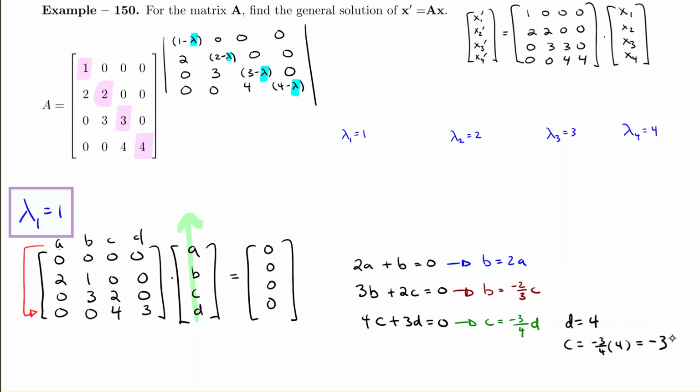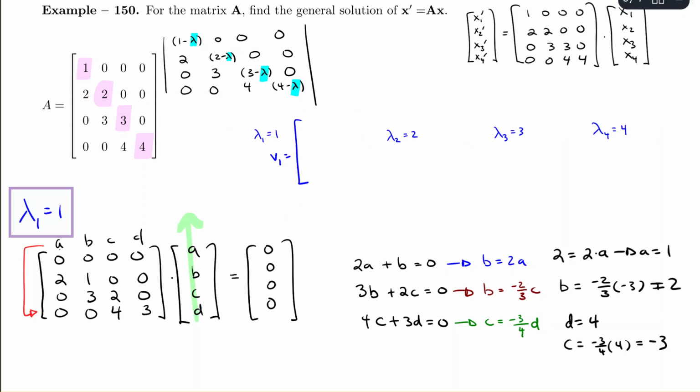Now that we know C is negative 3, we'll evaluate that into this equation, and we get B then should be negative 2/3 times negative 3. That gets me that B is equal to positive 2. But if B was positive 2, that's 2 times A, that tells me A should be 1. So we found our eigenvector for the eigenvalue of 1. For the eigenvector 1, we should have 1, 2, negative 3, and then 4.